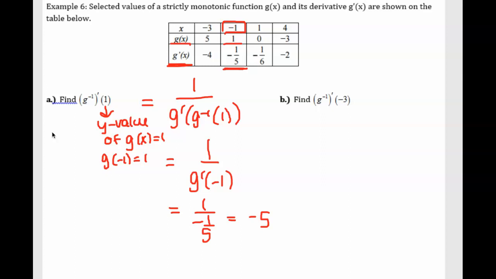So again, this represents the y value of the original. So that's -3. So that means I'm looking for 1 over g prime of 4, which is -1/2.